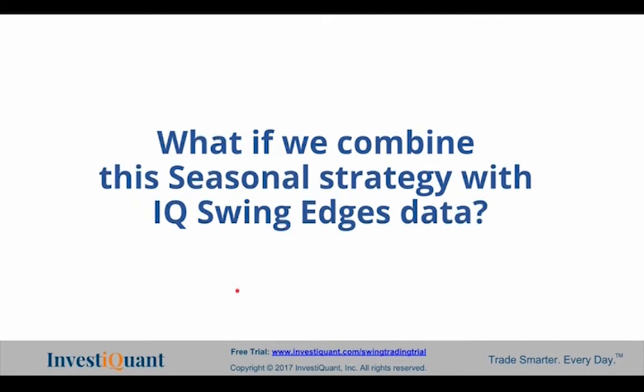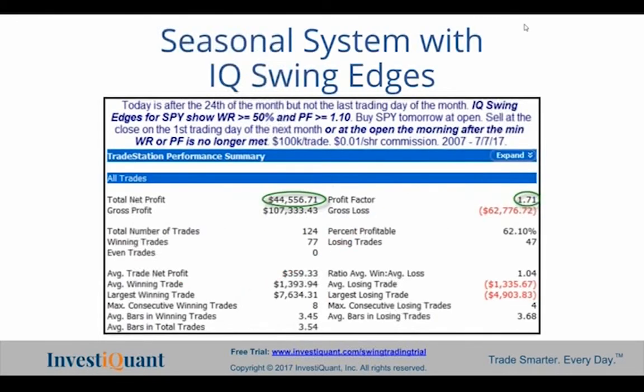So let's make sure we have some confirmation from the IQ swing edges data. And here, I didn't want to overdo it, so I just said we generally want it to be positive. So a win rate of at least 50% and a profit factor of 1.1. So I didn't want to pull the days in a trade down too much. Here we're looking to buy SPY at the open of tomorrow, just the same. Looking to sell first trading day of the next month, or at the open, the morning after the minimum win rate and profit factor is no longer used.